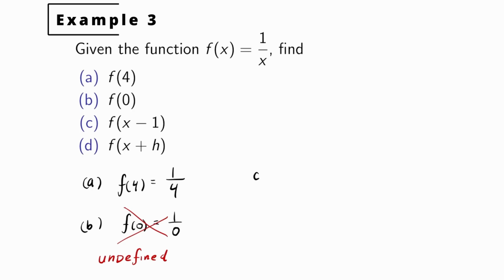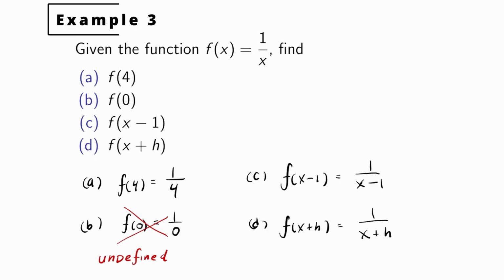For c, f of x minus 1, we simply do 1 divided by the input value, which is x minus 1. So we end up with 1 divided by, or 1 over, x minus 1. For d, it's a similar story. Okay, f of x plus h will give us 1 divided by x plus h. We replace x with the new input variable. Again, we respect order of operations. We're doing 1 divided by the input value, so we should have 1 divided by x plus h.